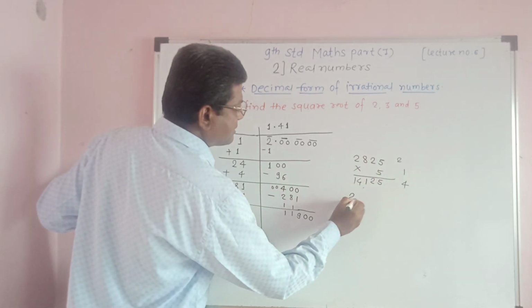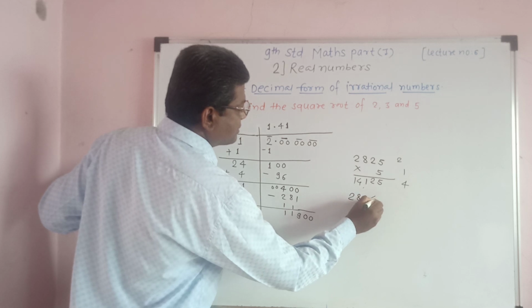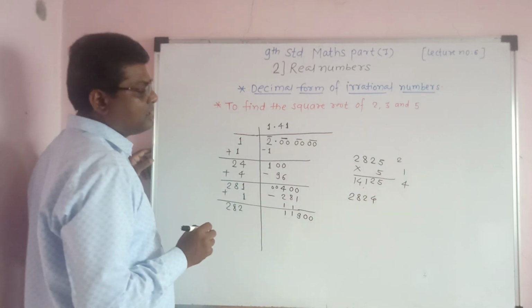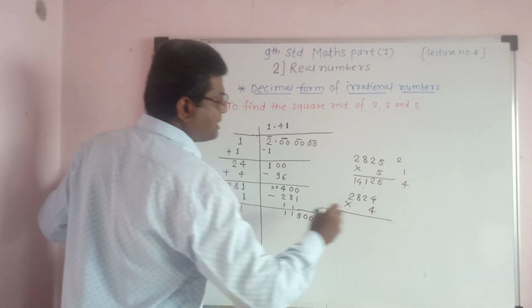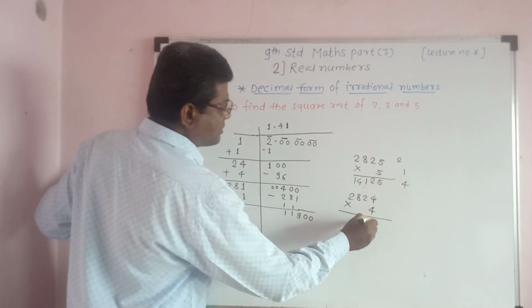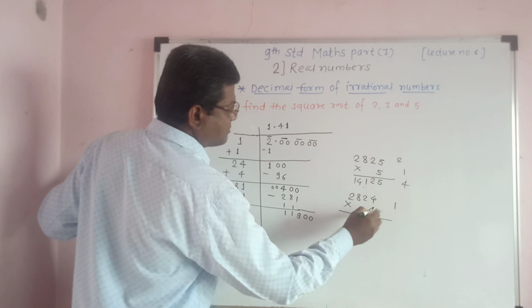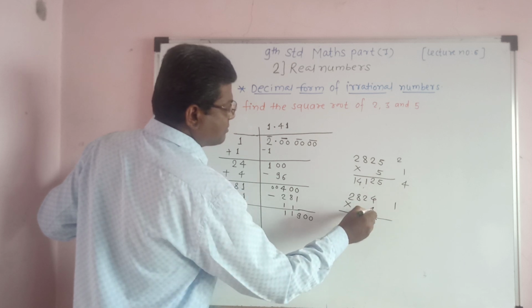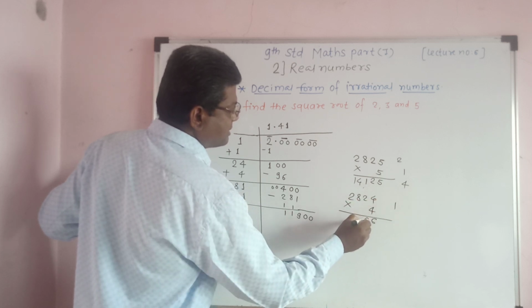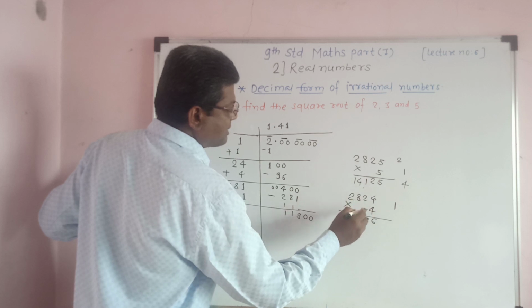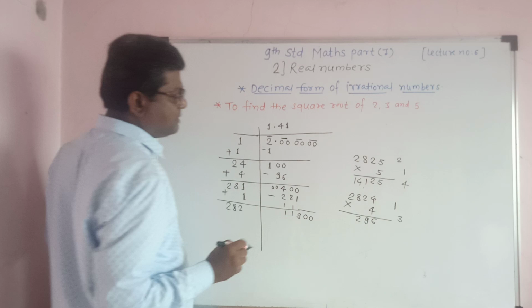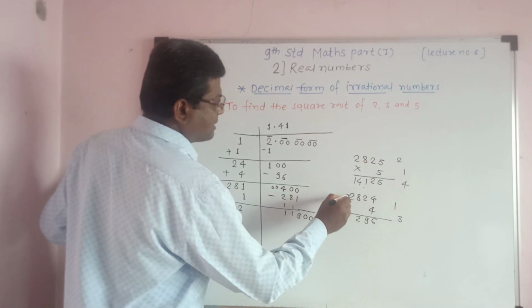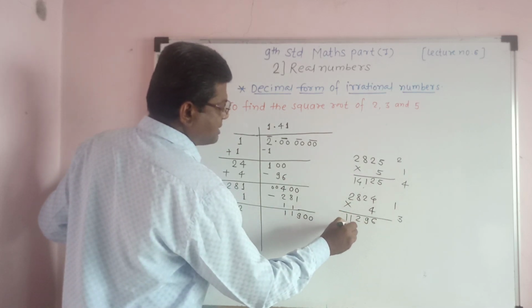Now we take the number 4 on 282 and multiply by that number. So what do we get? See, 4 4s are 16, carry 1, 4 2s are 8 plus 1 is 9, 4 8s are 32, carry 3, 4 2s are 8, 8 plus 3 is 11.